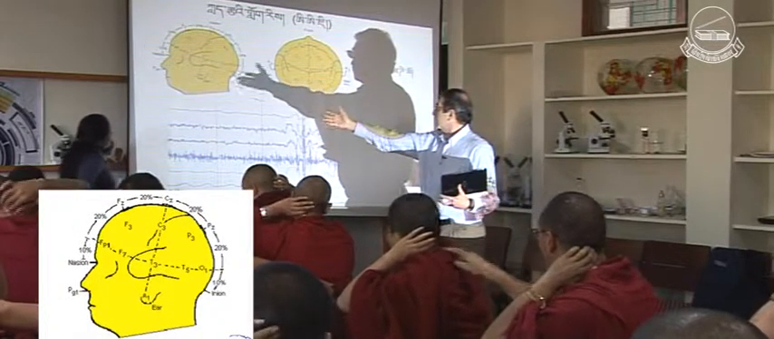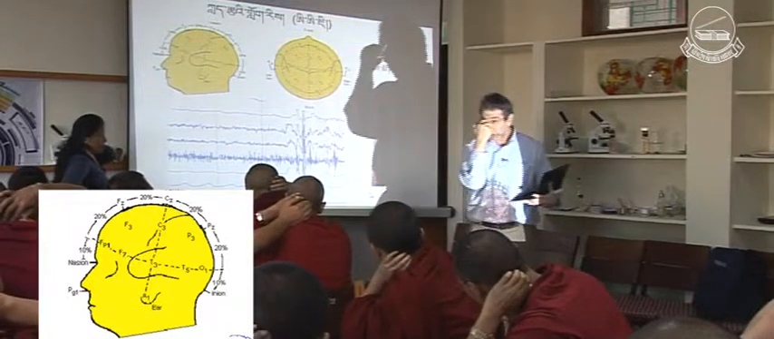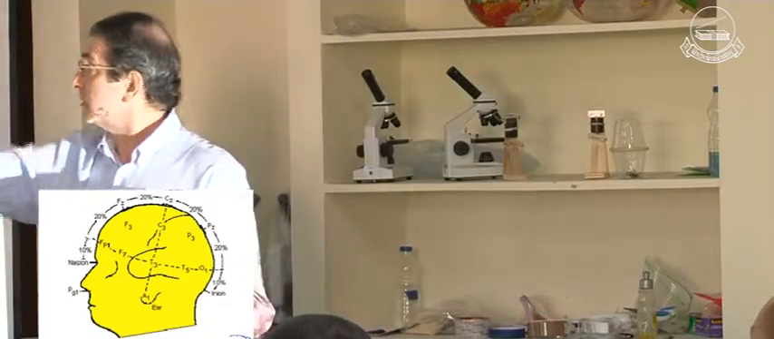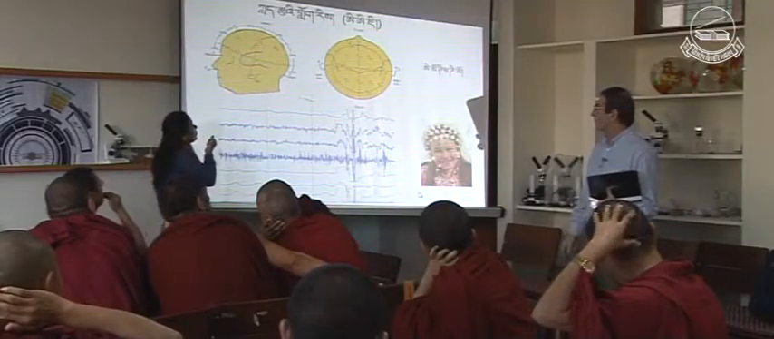That's just called the inion. And then the bump on your nose is a place called the nasion. When people put electrodes on, they use these two landmarks to put the EEG electrodes on.